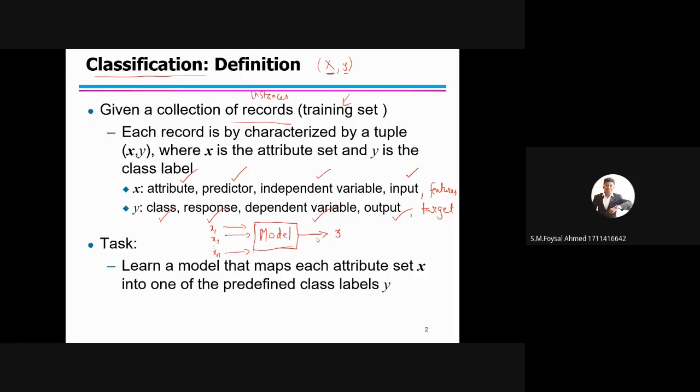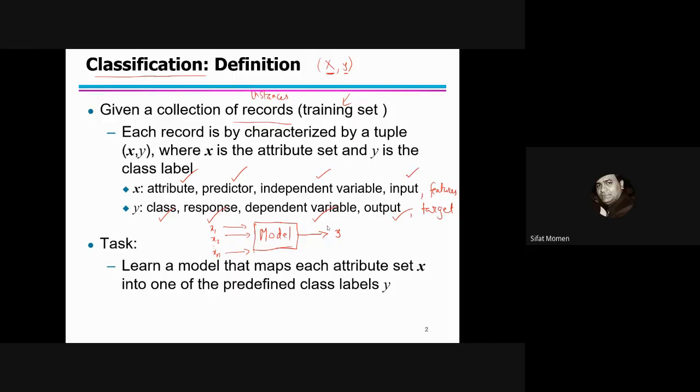Okay, sir. Yeah. So that's basically the job of a classification algorithm. The model will be mapping the attribute set to one of the class labels y. Is that okay? Right, Nakina? So far, so good? Yes, sir.